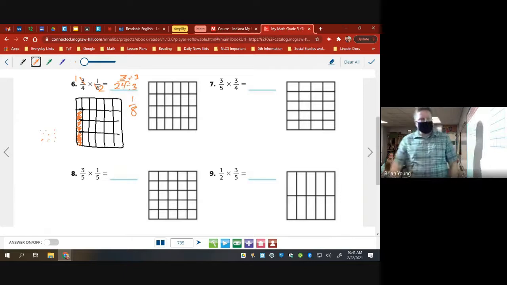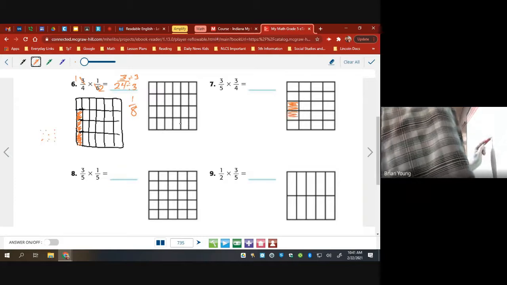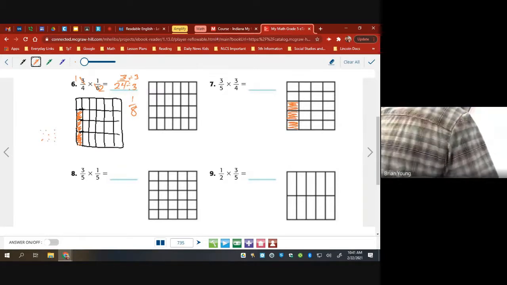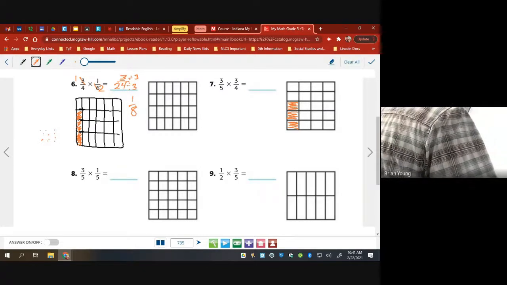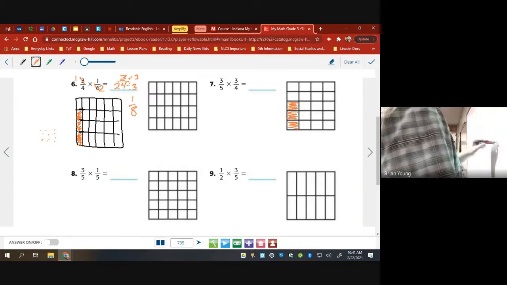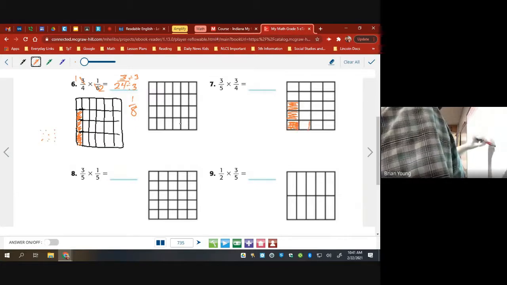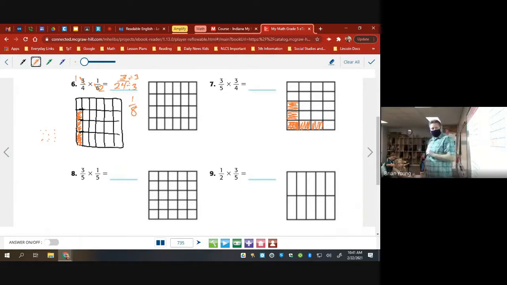Let's go with Emma. Emma, how many are we going to shade in of the 5ths right here? So I'm going to shade in 1, 2, 3. Asher Owens, how many of the 4ths am I going to shade in? 3 of them, yeah. So there's 1, 2, 3. So how many are shaded total? 1, 2, 3, 4, 5 are shaded out of 20.